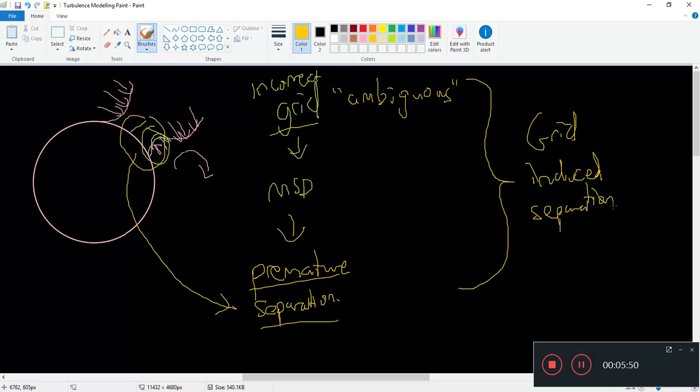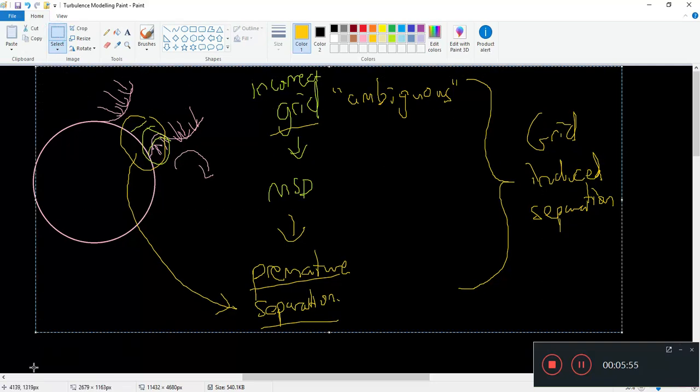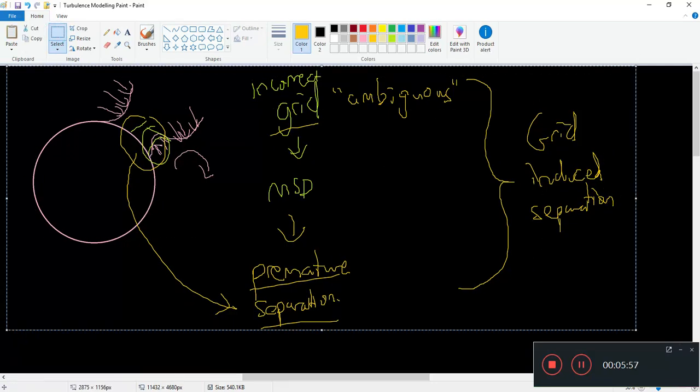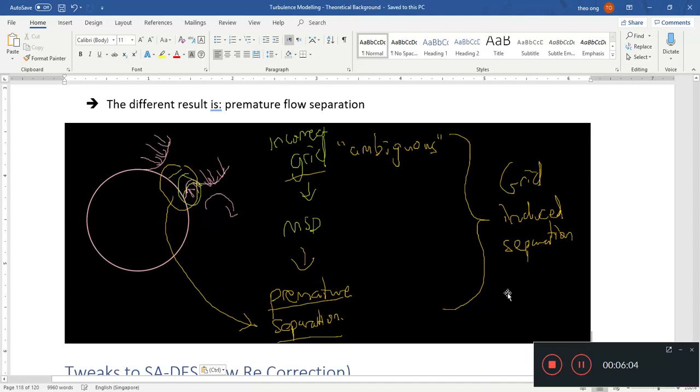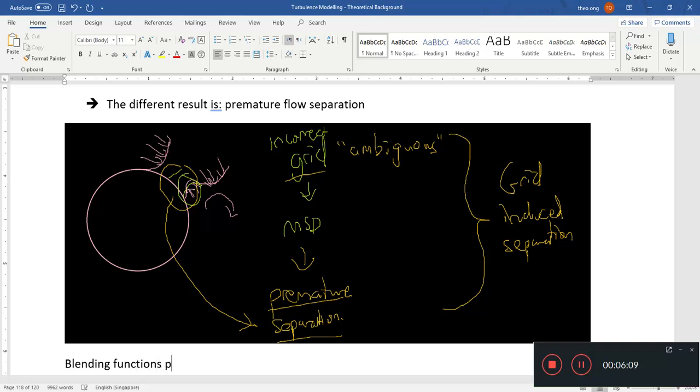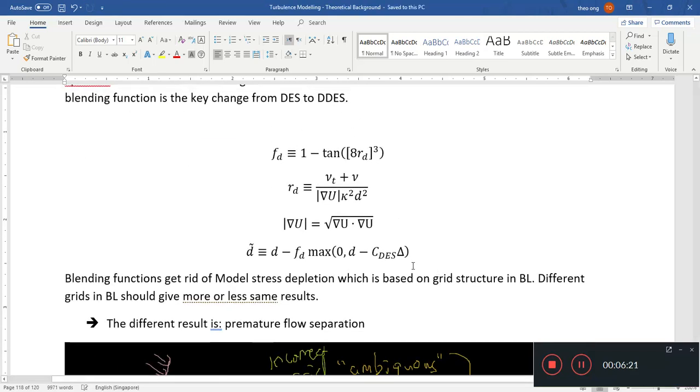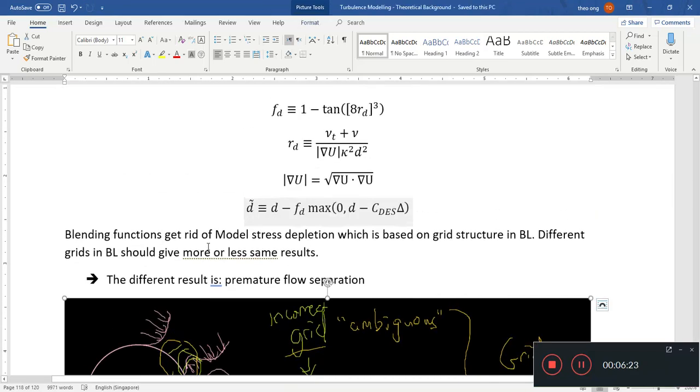The whole point of this DDES is to prevent this with the use of blending functions. Blending functions prevent the onset of LES within the boundary layer when it's unwanted, so we won't have this grid-induced separation occurring.